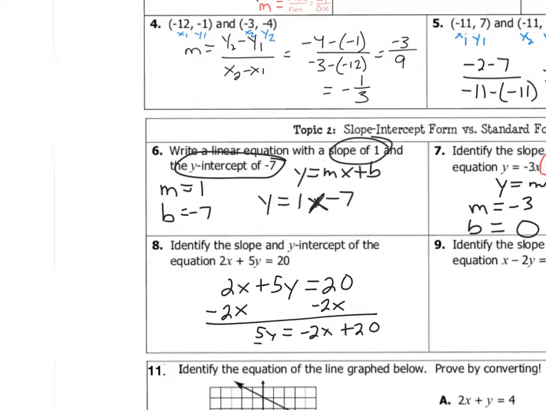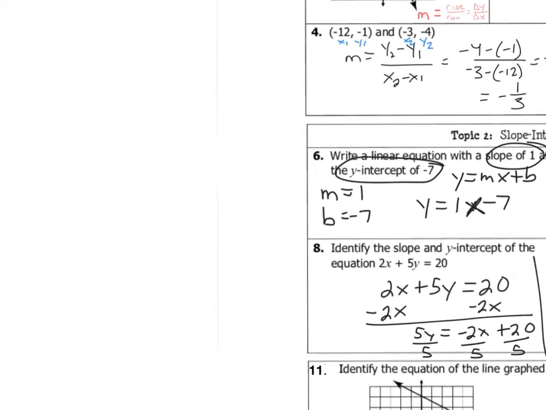Then we would need to divide by 5 on both sides, and we would get, I'm running out of space here, I'll write it over here, y equals -2/5 x plus 4. So what number's in the m position? Your slope, that's going to be negative 2/5. What number's in the b position, which would be your y-intercept? That number is going to be 4.